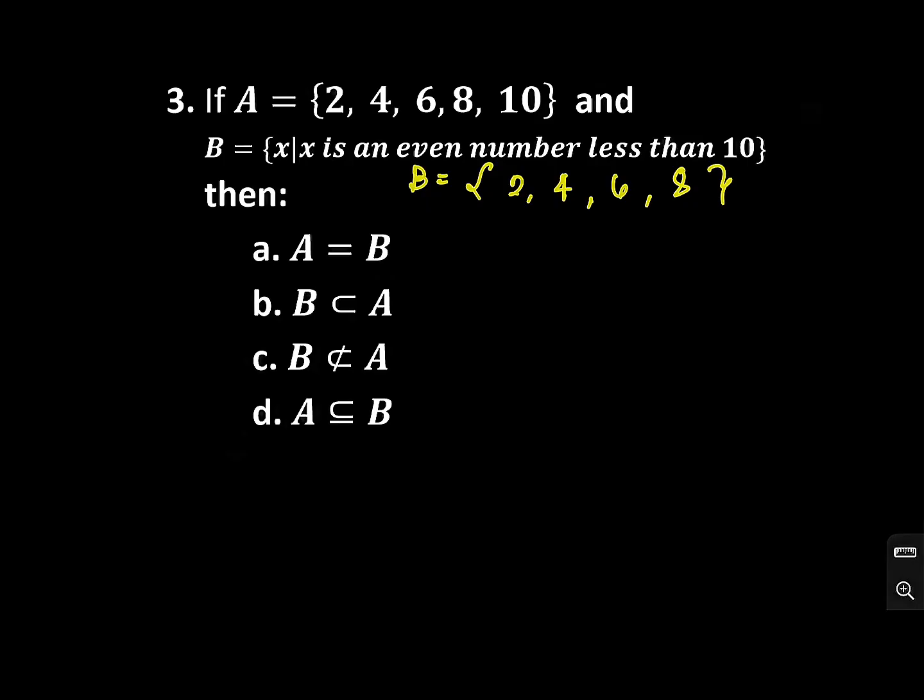Now we'll be looking for a true statement. A is equal to B by counting the cardinality of the elements. The first set has 5 elements and the second set has 4 elements. So basically it's not equal to each other.